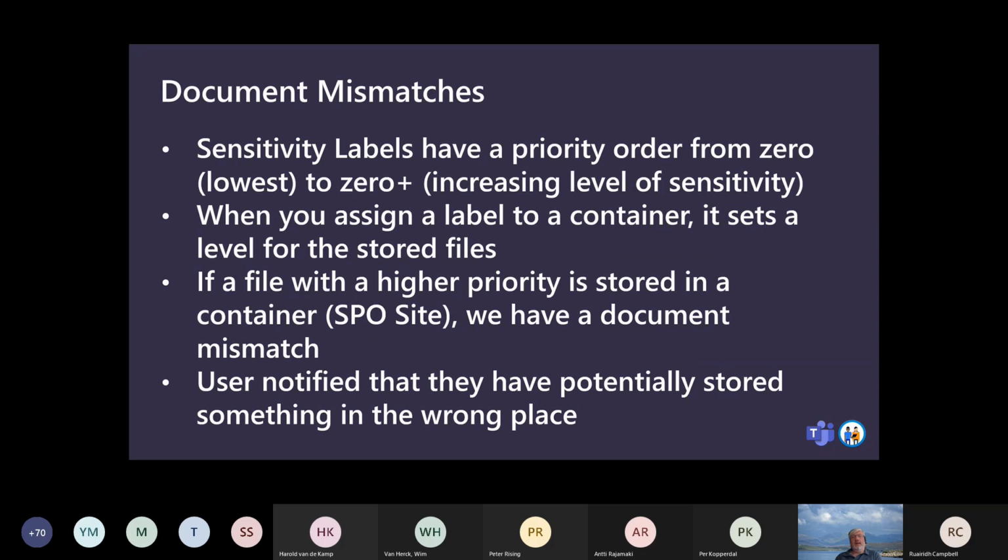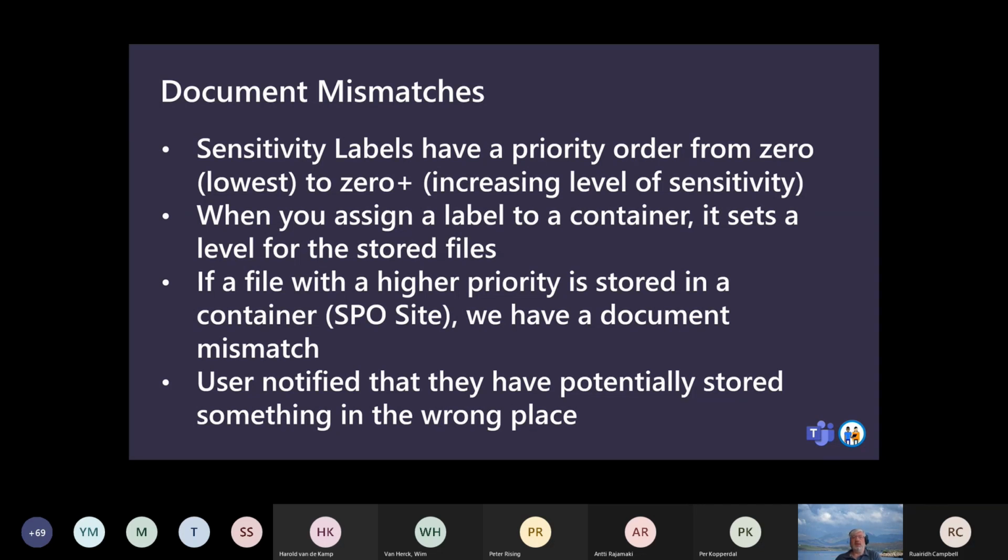Now, container management can generate this kind of thing called document mismatches. So let's talk a little bit about that. Sensitivity labels are arranged in a priority order. Once you create a sensitivity label, it gets a priority order within its set. So the priority goes from 0, which is the lowest. That would be something like, there's no encryption on this. Basically, anybody can use it, and it goes up in an increasing level of sensitivity. The last label in the set is the most sensitive label, ultra confidential, top secret, whatever.